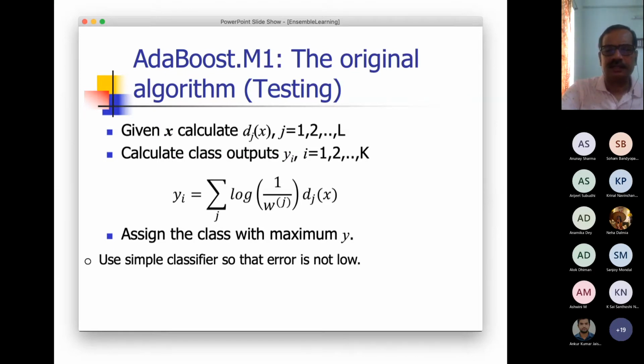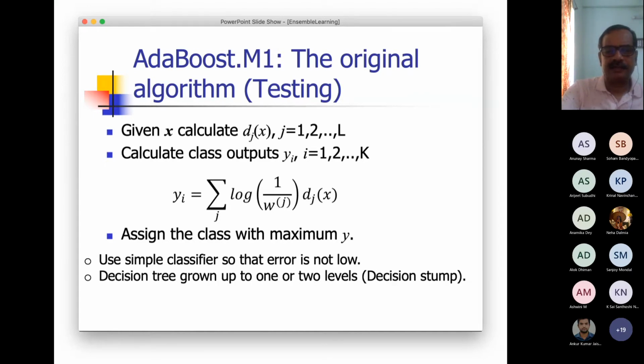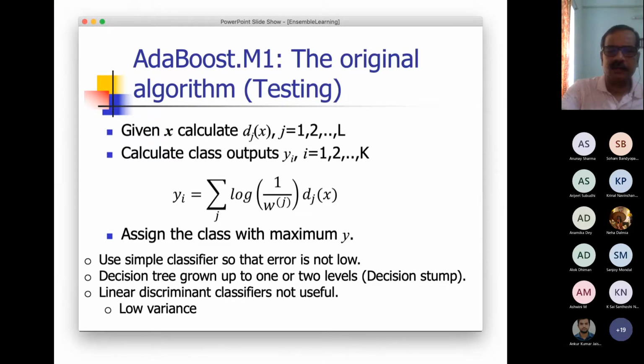So this is the AdaBoost approach, and you use simple classifiers so that the error is not low, such as a decision tree with a small number of levels, for simplicity. Larger depths mean more complexity. We sometimes call these decision stumps. Just note that linear discriminant classifiers are not very useful because they have low variance among this set of learners, so most likely they will behave similarly.